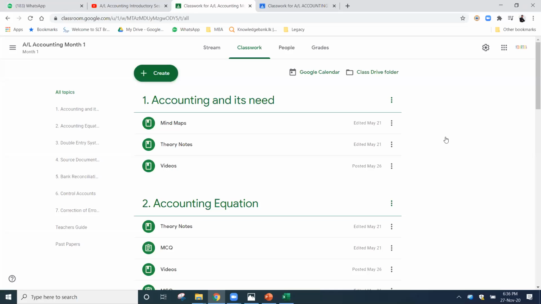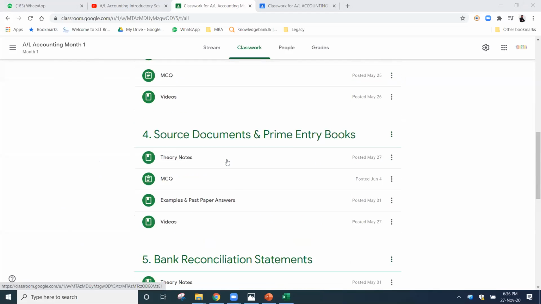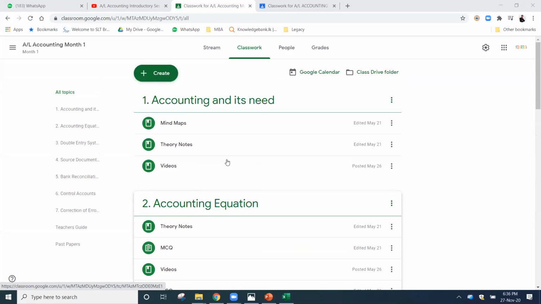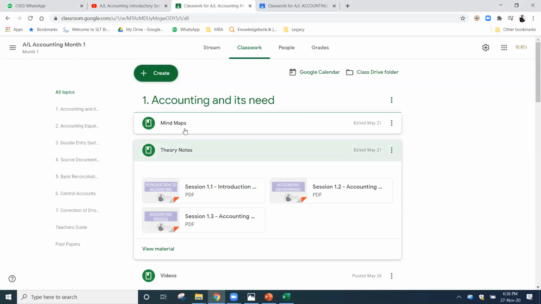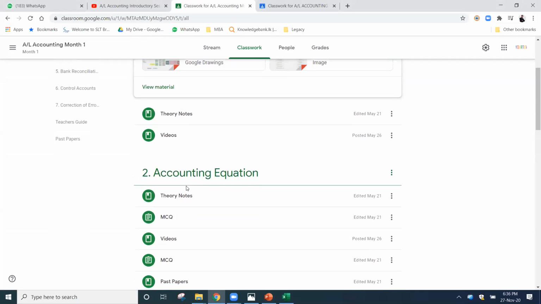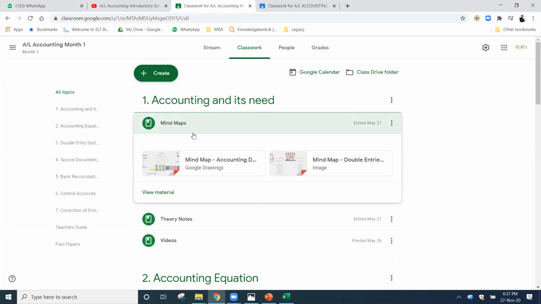There is a question: can we use 2 classes in Google Classroom? Yes, you can use any number of classes in the Google Classroom, and it is very user friendly. You will have everything in one place. Once you have the access, whenever you are free you can use these materials, including the videos, the notes, and the mind maps. Everything will be on your mobile phone if you download the Google Classroom.